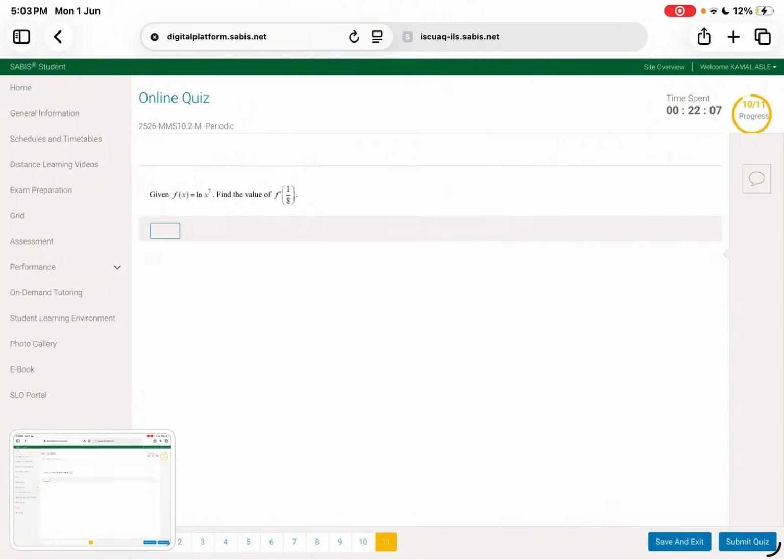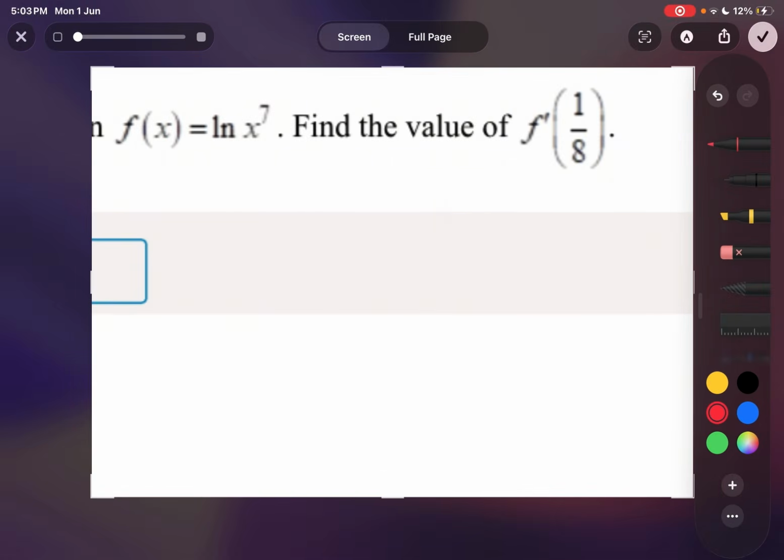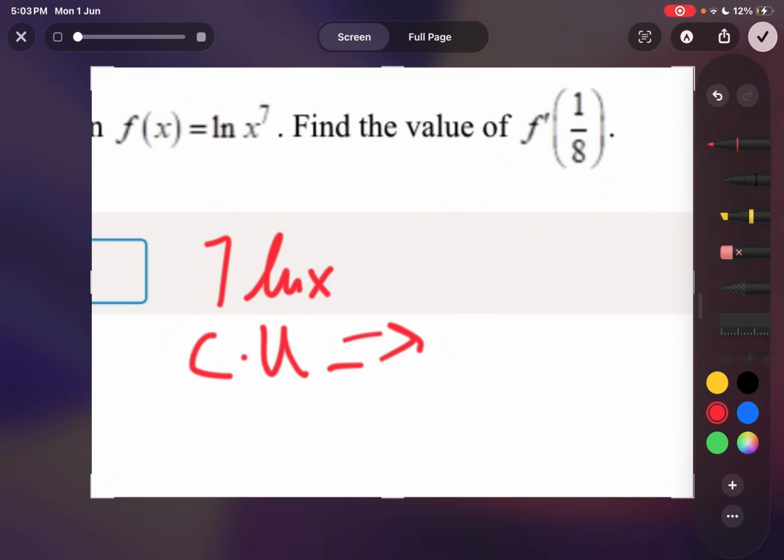so here they gave us f of x is equal to ln of x to the power of 7. So it will be now 7 ln x. And you know this, now it's c times u, so c u prime. So c stays how it is, times the derivative of ln x, which is 1 over x, as I said.